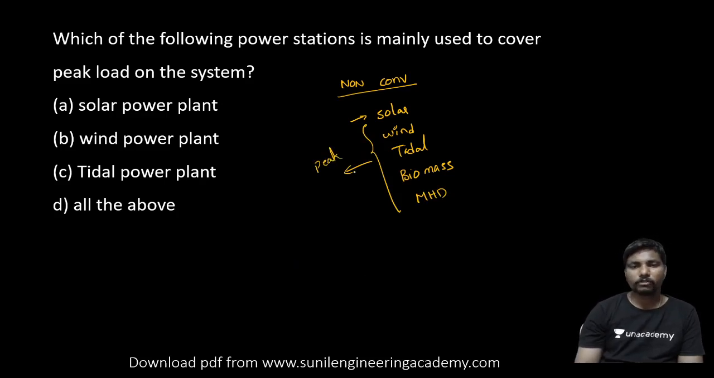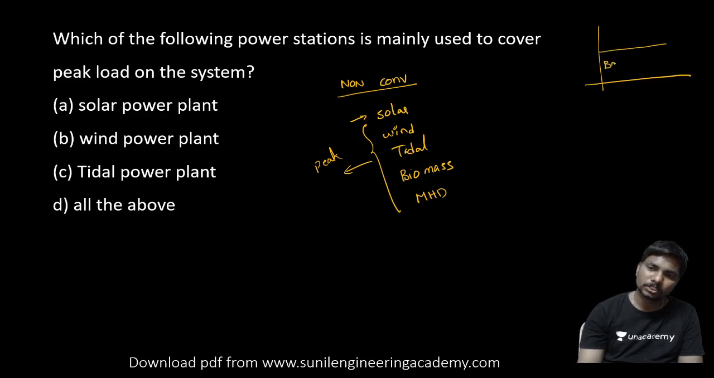Okay, they cannot serve the base. That means we cannot generate a very high amount. So we know very well what base load and peak load are. Base load is nothing but some constant load, that is the average load. If you have any time some peak values, these are nothing but peak loads.